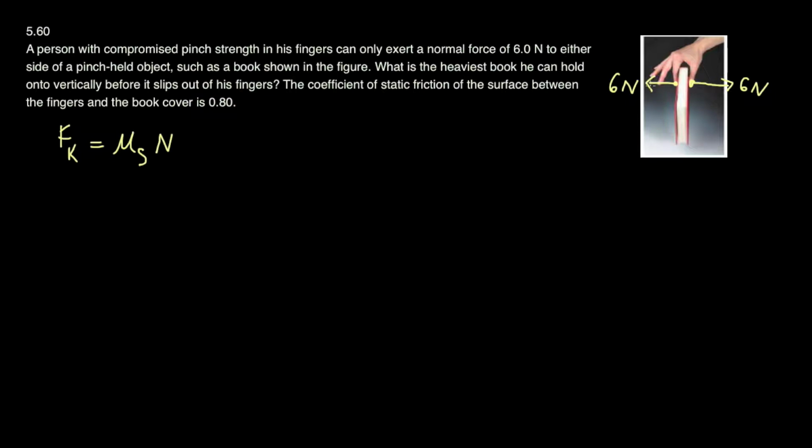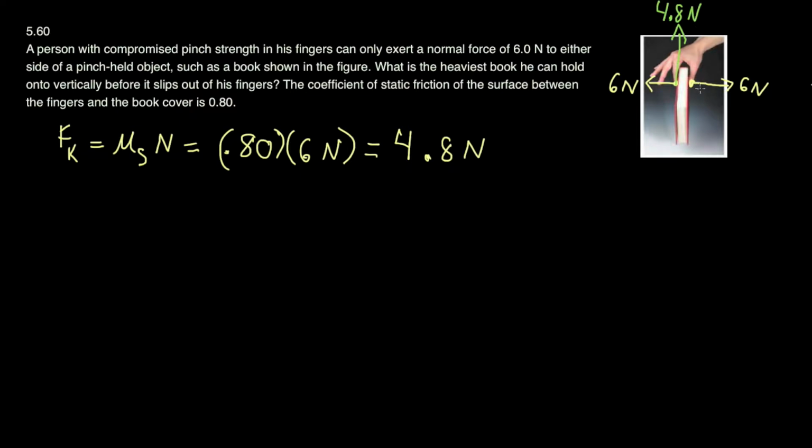So that means just for one side of the book, he's going to pinch it, and it's just going to be mu s, which is 0.80, times 6 newtons. And so this is going to be equal to 4.8 newtons. So the frictional force for one side of the book, if it's dropping, it's going to be dropping downwards, right? So the frictional force is going to point in the opposite direction of the motion, and it's going to be equal to 4.8 newtons.